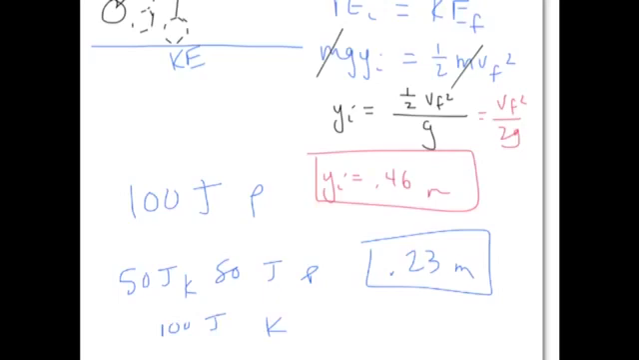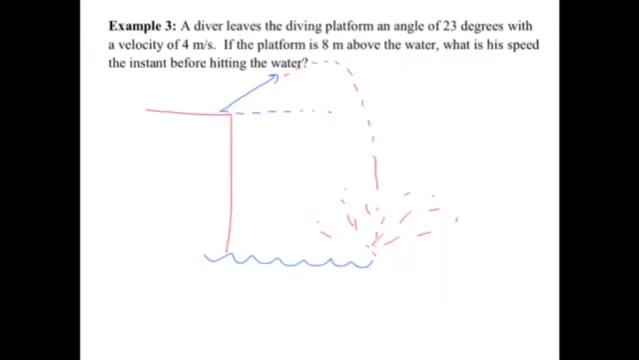Let's move on to the next one. In the beginning of the problem, the person has a certain height. So the person must have what kind of energy to start this problem? Potential energy because he's at a height. Now, what other kind of energy exists in the beginning and why? Because he's jumping with a velocity of 4 meters per second. So he's also got kinetic energy.